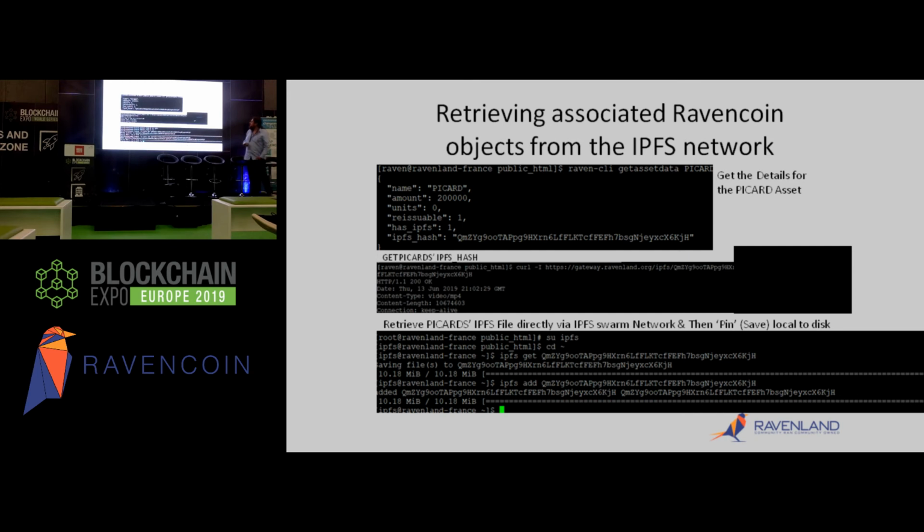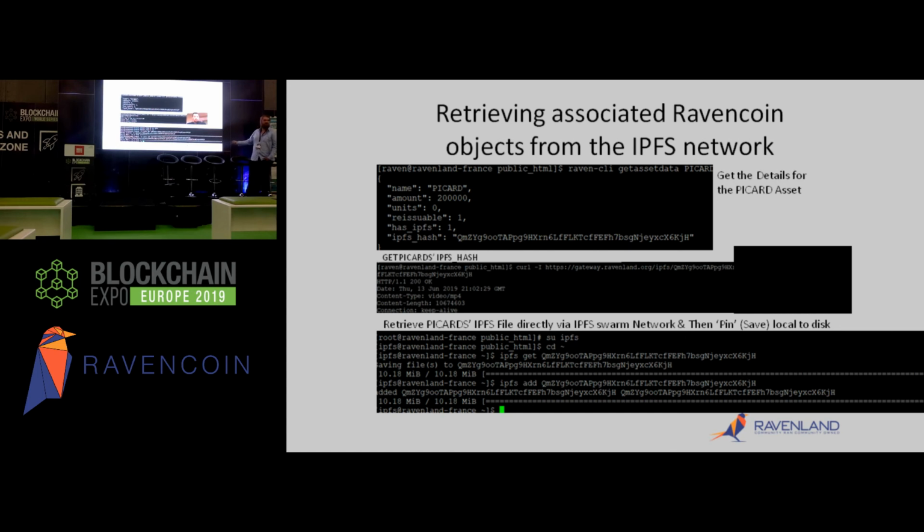What does Picard actually look like? Well, we have to call the getassetdata function to find out. And you can see we're told several important things by Ravencoin. The first thing is the name, the amount, how many units you've got, and whether it has an IPFS hash, maybe it doesn't, so we need to know that. And then actually retrieving the IPFS hash, as we can see, we've got a nice Star Trek film here. We can receive information through curl or other tools.